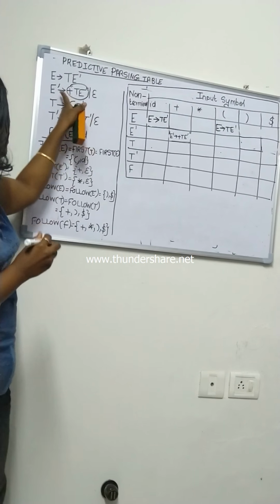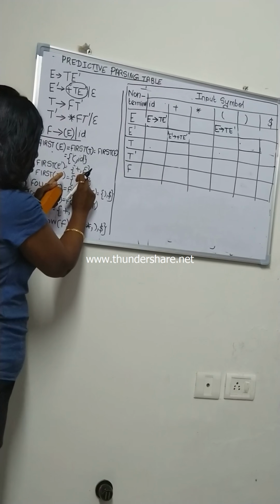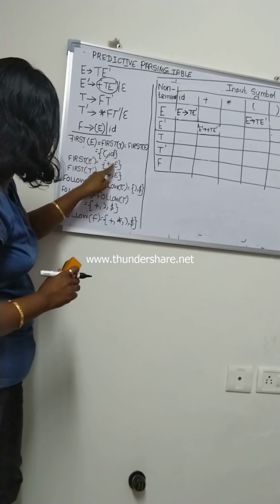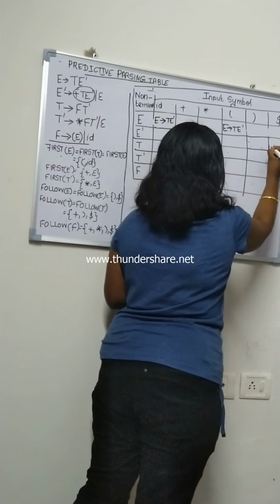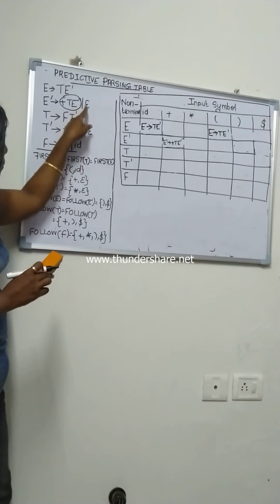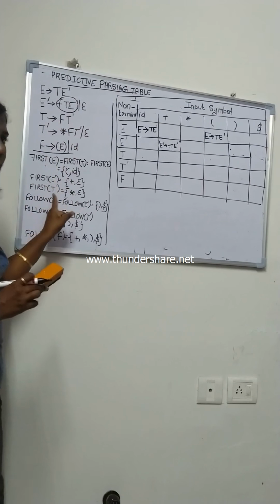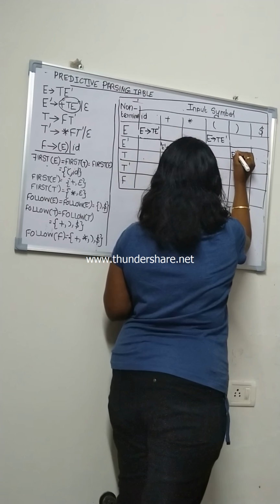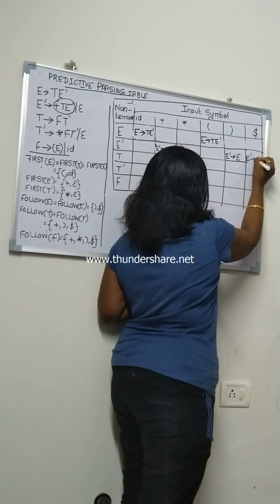Now we have one more production, E dash derives null value, as well as in the first of E dash we have null value. If there is null value, then we have to find follow of E dash. Follow of E dash is close parenthesis and dollar. So in these two columns, we are going to fill this second production. E dash derives null value, because if there is null value, then we will be finding follow of E dash. So it is E dash derives null value, and here also E dash derives null value.